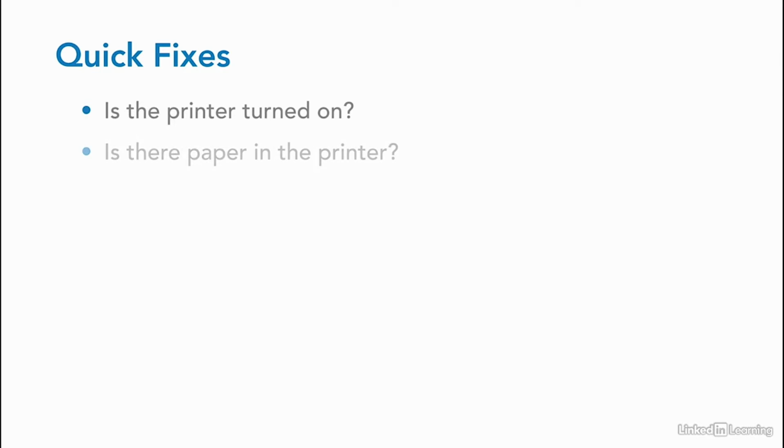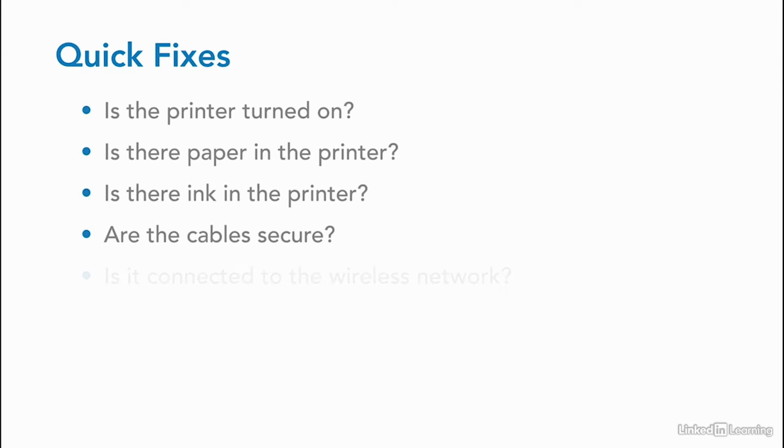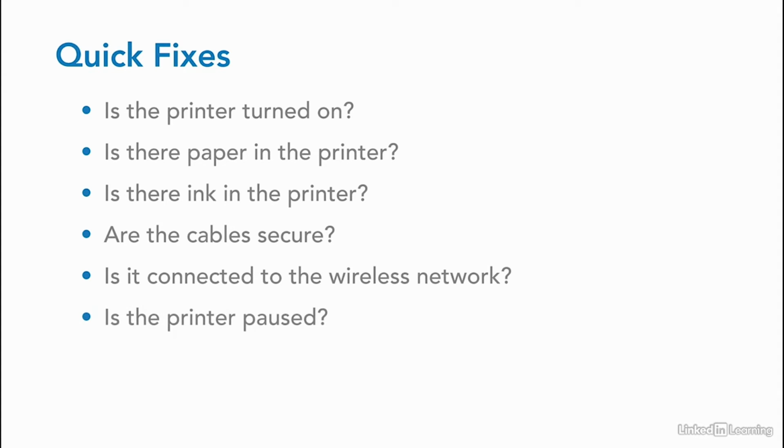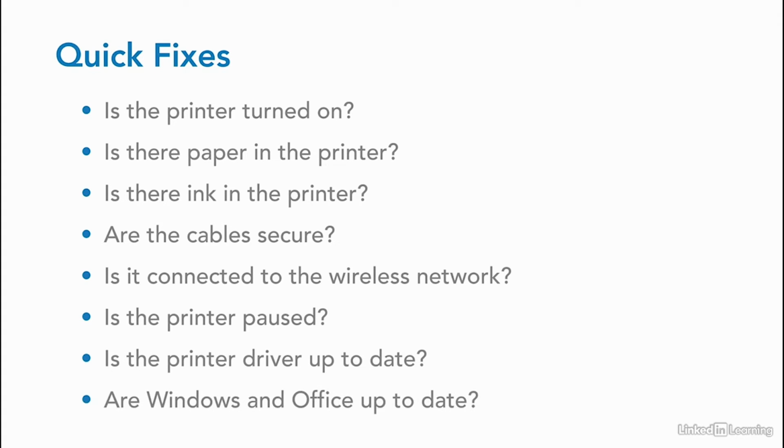When you're unable to print, the first thing you should do is double check your printer to make sure that it's turned on, that there's paper in it, that there's ink in it, that all the cables are secure. If you're using a wireless printer, ensure that it's connected to the network. I have an older printer and it drops the network connection quite often, and this causes me almost daily frustration. Be sure that the printer is not paused and that the drivers are up to date for the printer as well as Windows and Office.